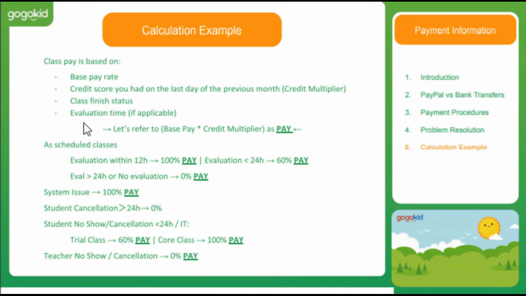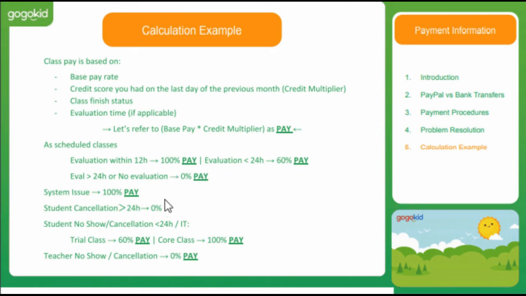For classes finished as scheduled, you will receive 100% of your base pay times your credit score multiplier. Remember that in order to receive the full amount, you need to complete the student's evaluation within 12 hours of the class ending. If you do it after 12 hours, but within 24 hours, that rate drops to 60% of your base pay times your credit multiplier. If you complete it after 24 hours, you receive 0% for that class.